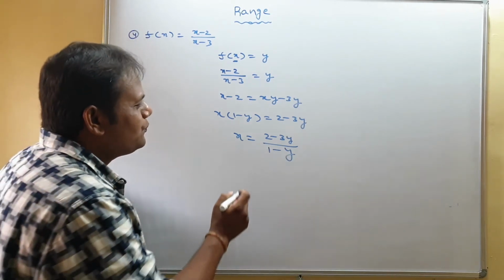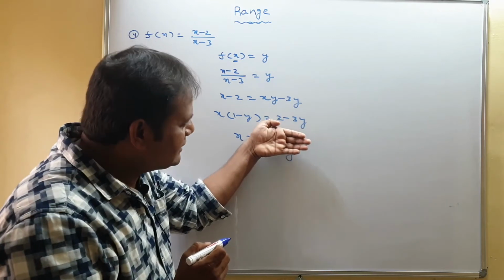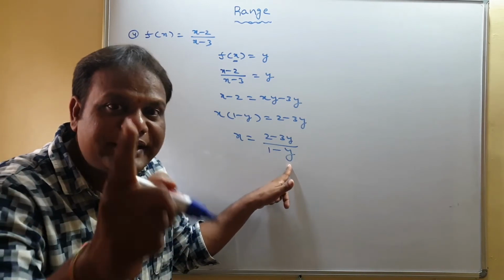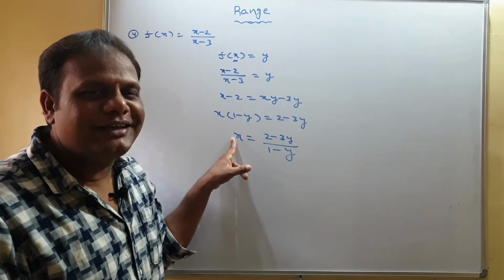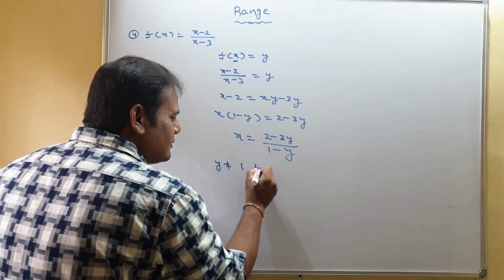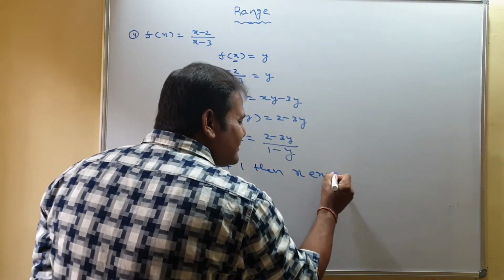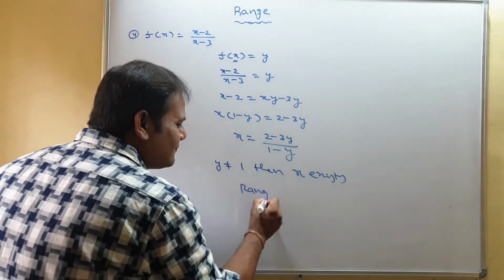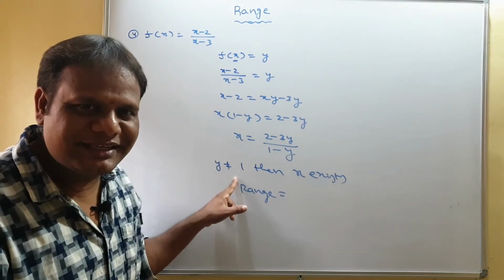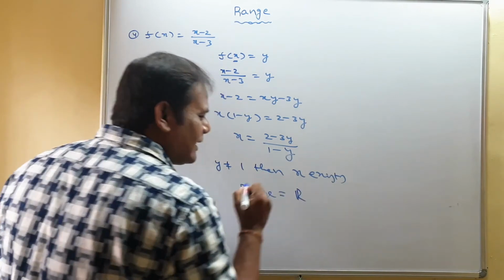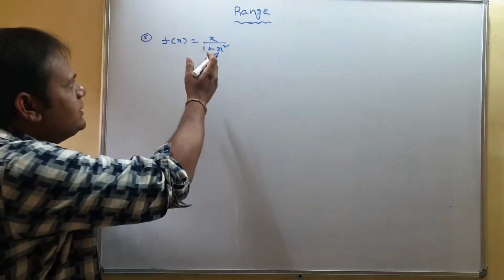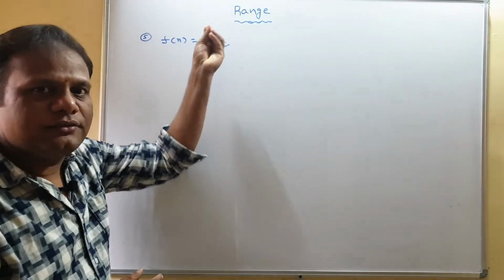So when is this possible? When x exists. If y is not equal to 1, then x is possible. So y not equal to 1, then x exists. So what is the range? We can take any number in place of y except 1. So the range of this function is the entire real number set except 1. Clear?